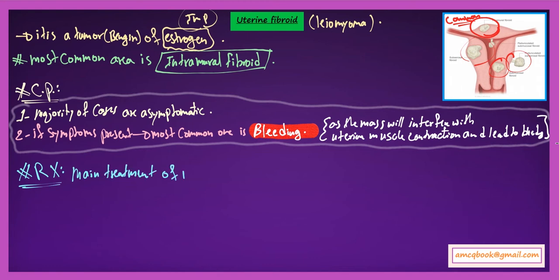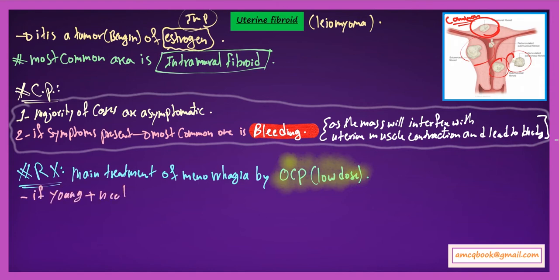The main treatment of it is treatment of menorrhagia. And the main treatment of menorrhagia is by using OCP, low dose oral contraceptive pills, and other options. If the female is young and this female needs kids, then the treatment of choice is myomectomy, which is the treatment of choice in general in case of uterine fibroid.